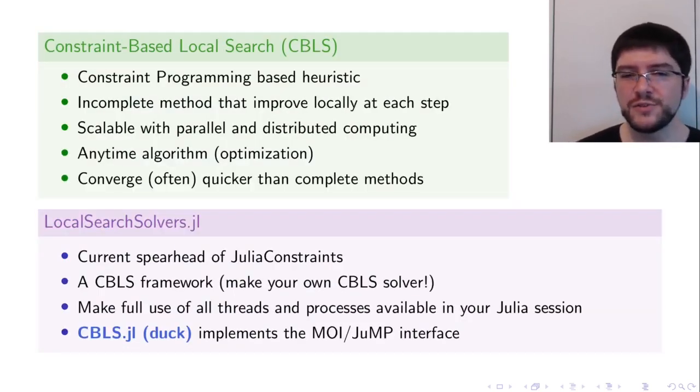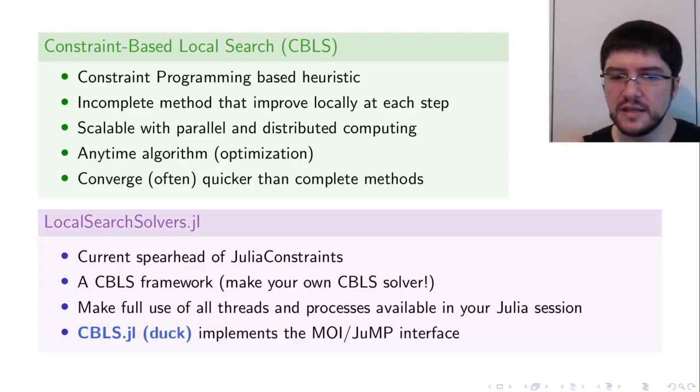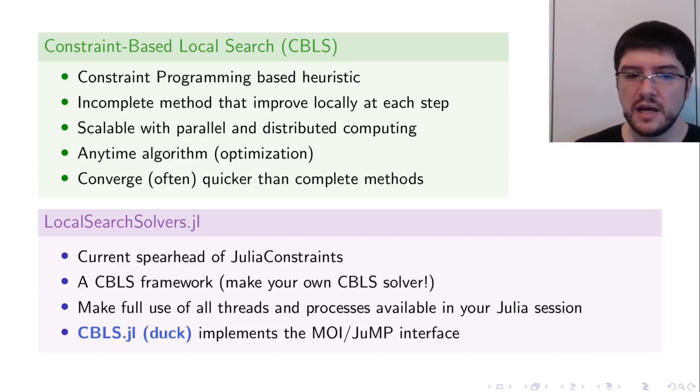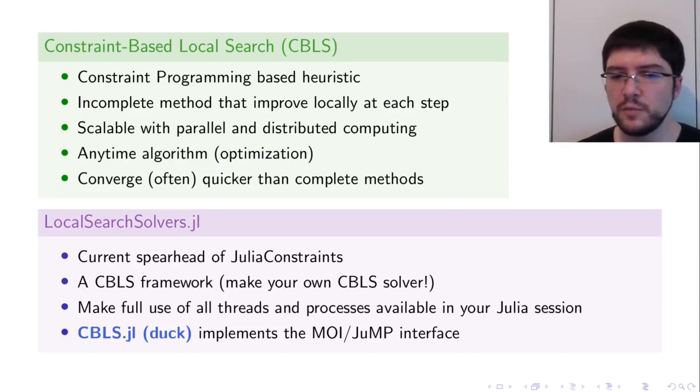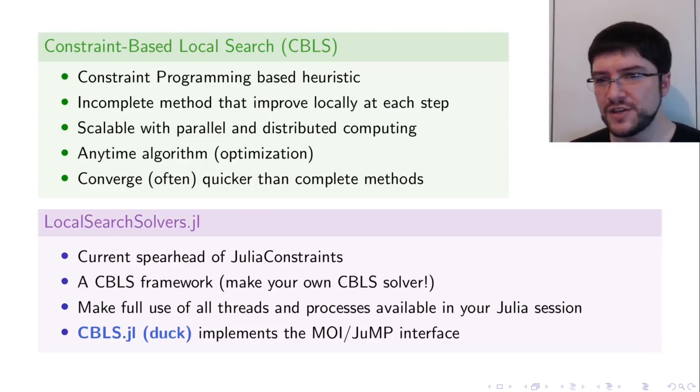In the LocalSearchSolvers.jl, we actually made a CBLS framework, not a CBLS solver. The idea is that the user can make their own CBLS solver based on the different methods for local search they want to use. This framework makes full use of all threads and processes available in your Julia session. And there is also the CBLS package, the duck in the overview slide, that implements the MOI and JuMP interface.